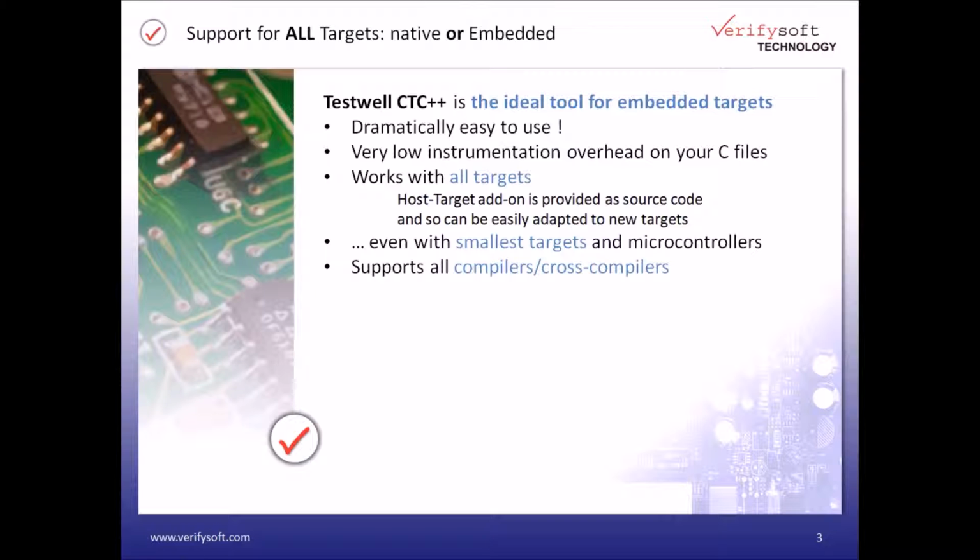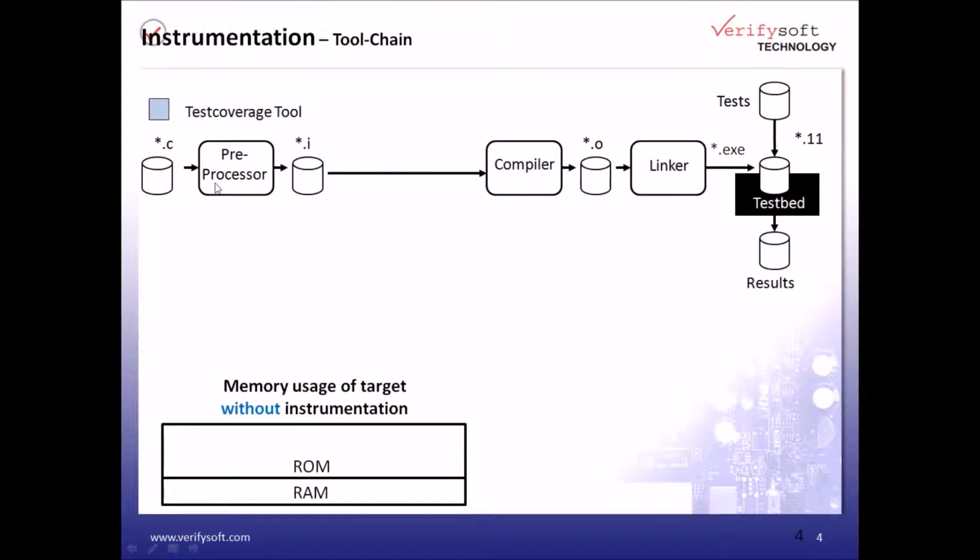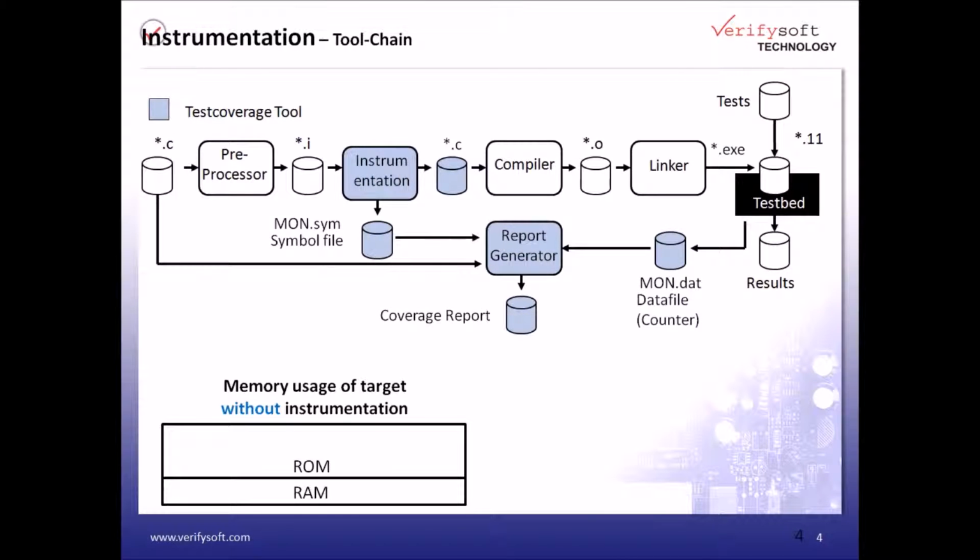Its main benefits are very low instrumentation overhead, performing code coverage on all targets, working even with smaller targets and microcontrollers, and working with all compilers and cross-compilers. We'll see how your code can be instrumented for analyzing its test coverage from within an IDE, such as Embedded Workbench from IAR. Just take the regular C and header files in order to compile and link. But here in the process, we have the instrumentation phase, and this is done automatically by integration within the IDE. All gray blue parts are used by our integration to generate the simul file, and what you just saw is to generate a data file from the target in order to produce the report.